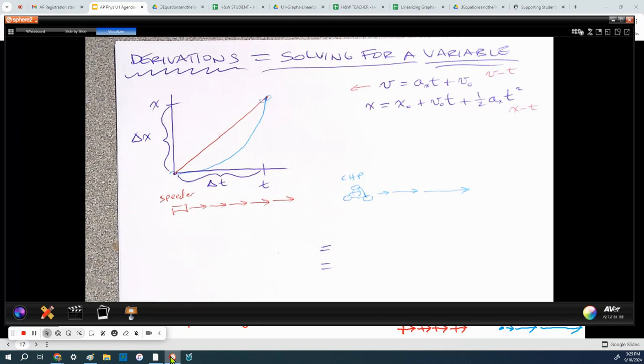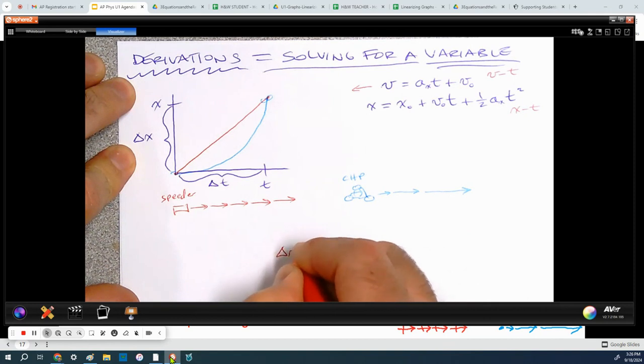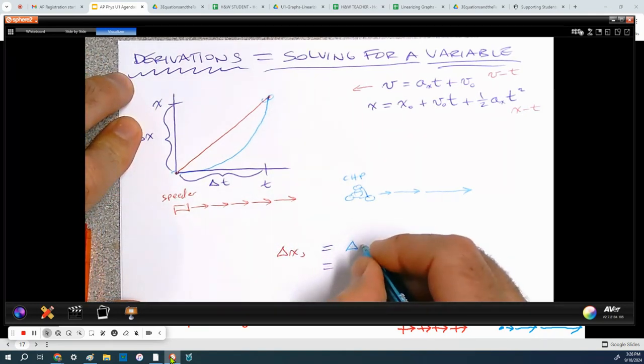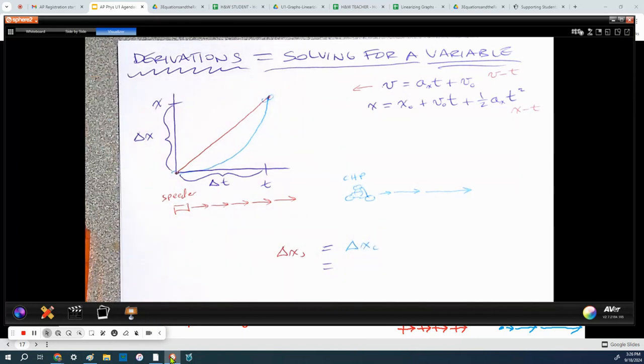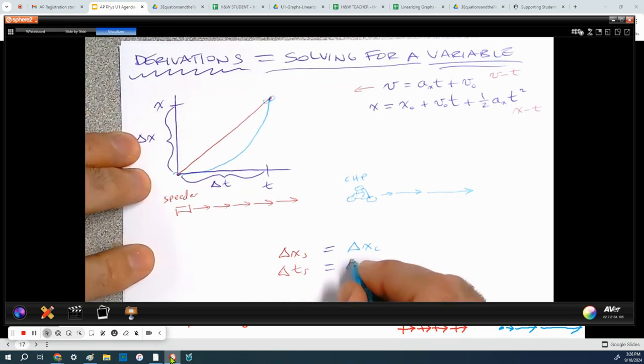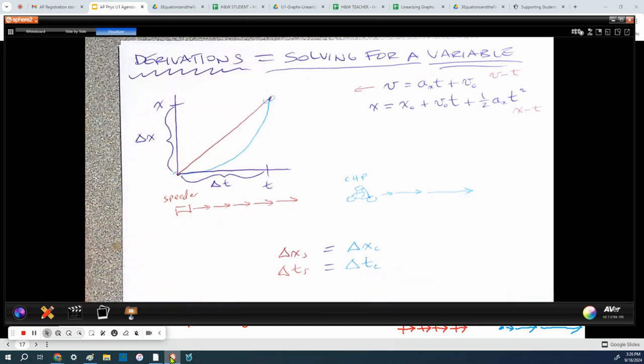The delta x of the speeder is going to be equal to the delta x of the CHP. And also the delta t of the speeder is going to be equal to the delta t of the CHP. Okay, so then I want to ask, what equations would help me with these things?